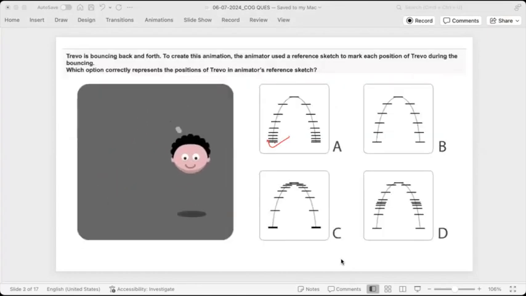In the next part, we are provided an animation. This is a guy named Trevor who is bouncing back and forth. To create this animation, the animator uses a reference sketch to mark each position of Trevor during the bouncing. Which option correctly represents the position of Trevor in the animator's reference sketch is what you have to guess.